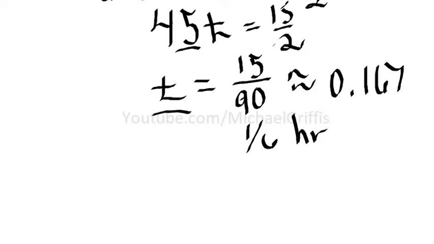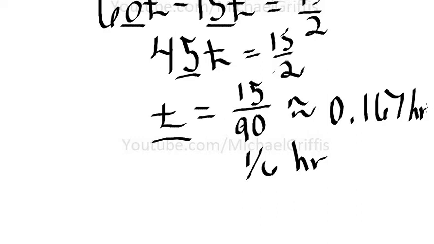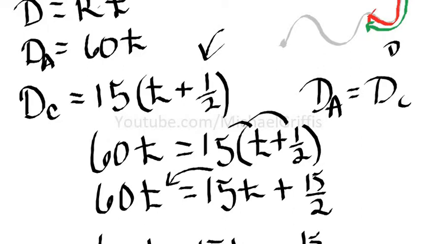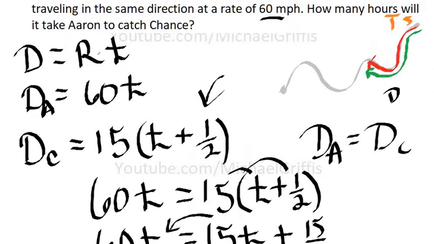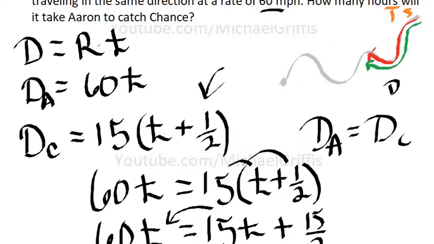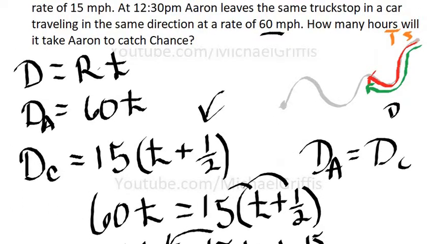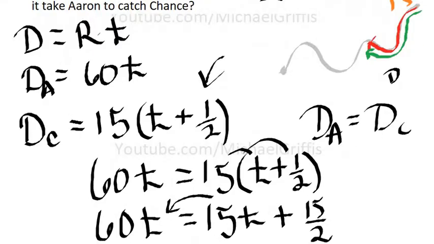Alright, so t is 0.167 hours, which, if you would like, we can convert to minutes. So multiply that by 60 minutes, and wait a minute. I'm getting 10 minutes. 0.167 hours.